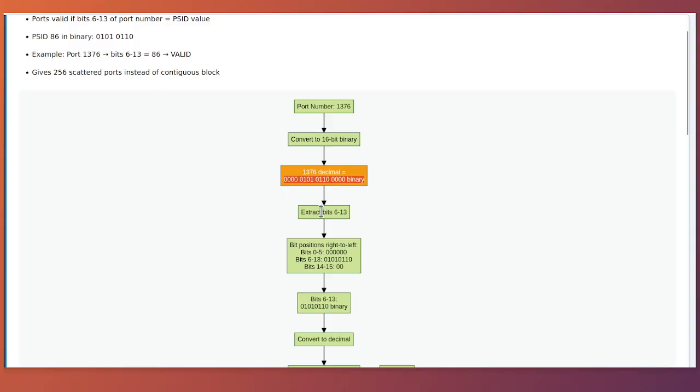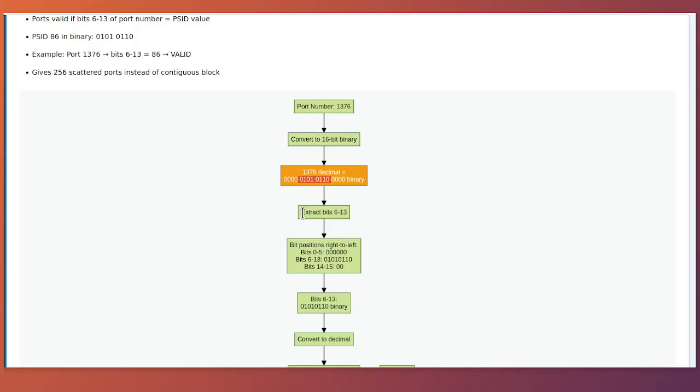We need to extract bits 6 through 13. Counting from the right, bit 0 through bit 5 are the rightmost 6 bits, 00000. Bits 6 through 13 are the next 8 bits: 0101 0110. Let's convert these 8 bits to decimal. 0101 0110 in binary equals 86 in decimal. Our PSID is 86, and the extracted bits equal 86. So yes, port 1376 is valid for PSID 86 using the algorithmic method.